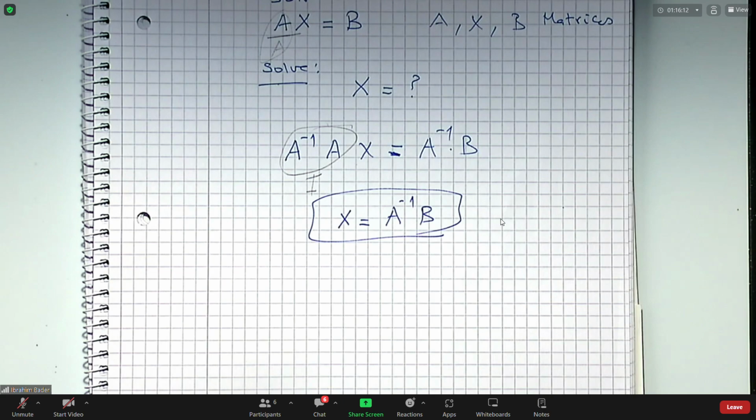I hope everyone got this. Let's say, it's not a trick, it's the way to get over the fact that we don't have division here. No problem, then we multiply by the inverse to get rid of numbers we don't want.